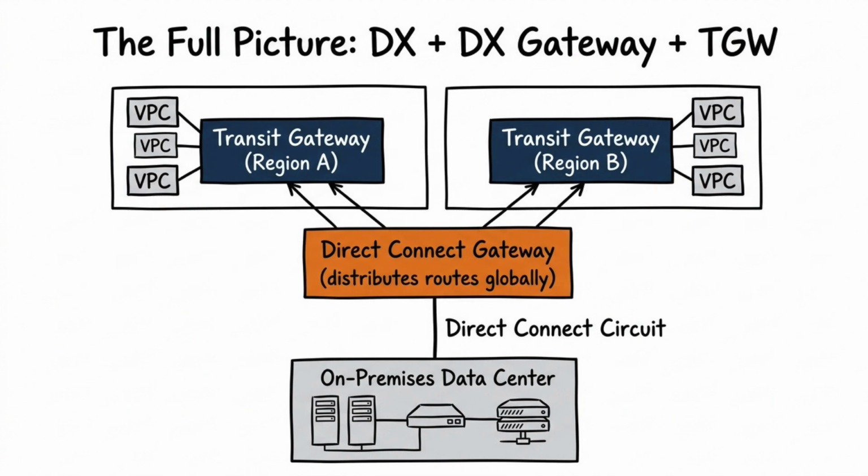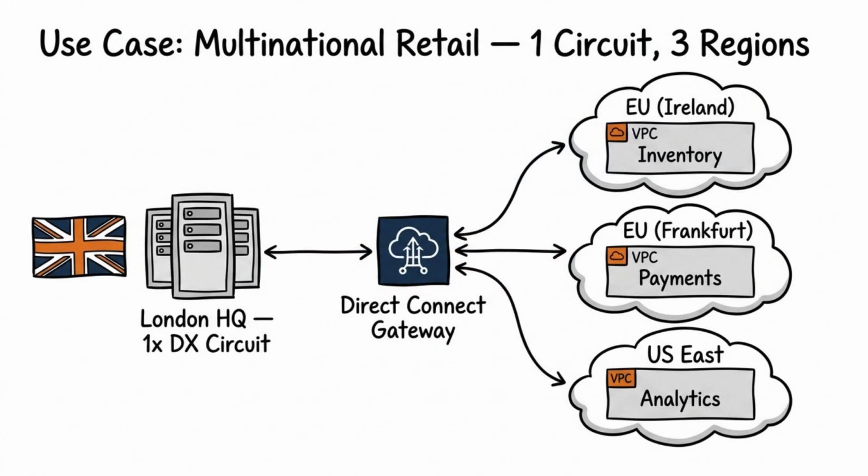Combined with Transit Gateway, you get the full picture. Direct Connect provides the dedicated physical link, Direct Connect Gateway distributes routing globally, and Transit Gateway acts as the regional hub connecting hundreds of VPCs. Take, for example, a multinational retail company that has a single Direct Connect circuit from their London data center. Using Direct Connect Gateway, they connect that one circuit to VPCs in EU Ireland, EU Frankfurt, and US East, all without needing separate physical connections to each region.